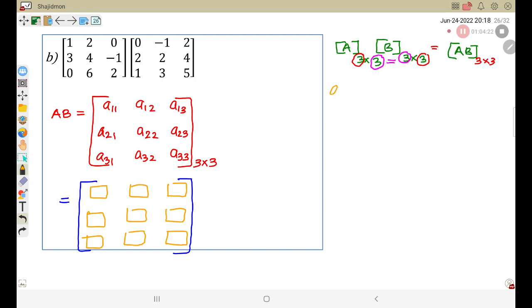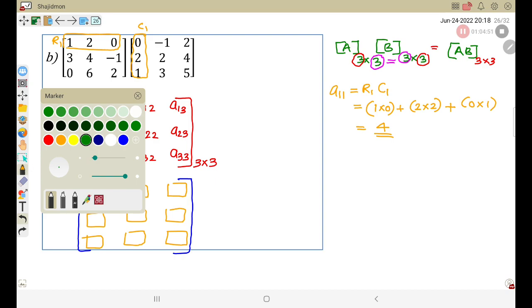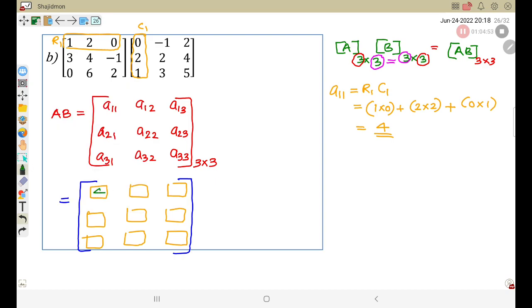So first A11 means row number 1 and column number 1 we need to multiply. Row number 1 is this one, multiplied with column number 1, this one. This is R1, C1. So 1 multiply 0 plus 2 multiply 2 plus 0 multiply 1. Correct? You will get 4. So the first number we are getting is 4.